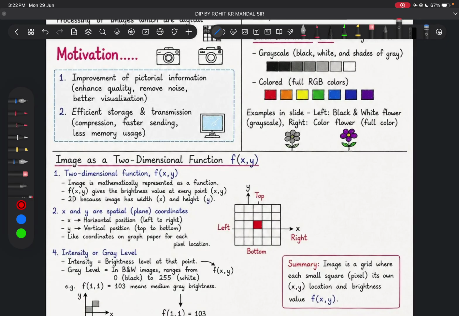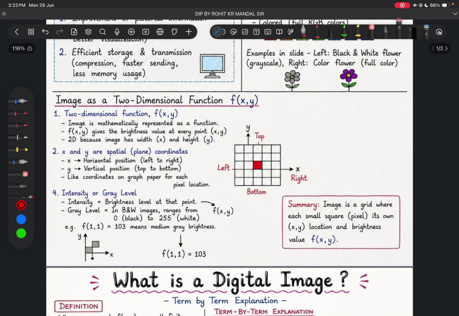So now move to the next motivation. The second reason is efficient storage and transmission, which means digital image processing helps us compress images, reduce memory usage, and send images faster through the internet. We are now sending images much faster through the internet and storing more images in less memory. For example, JPEG compression reduces image size without losing much quality from the original image.